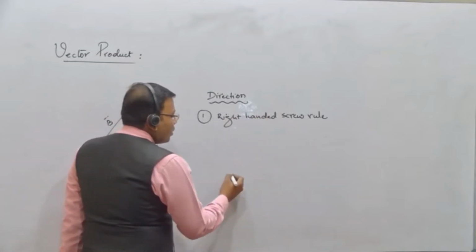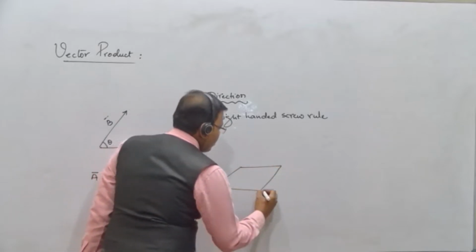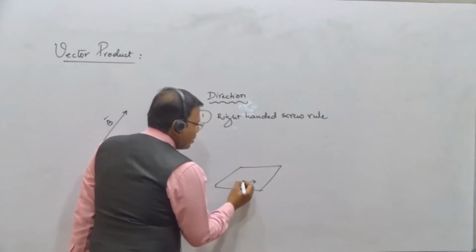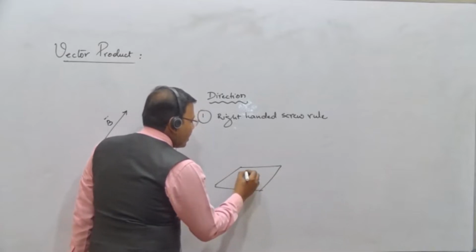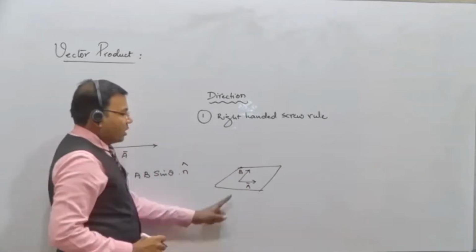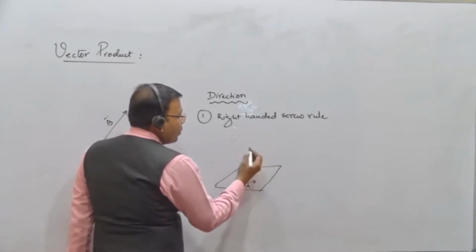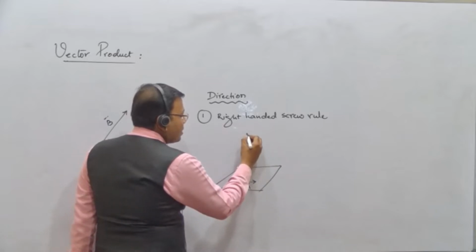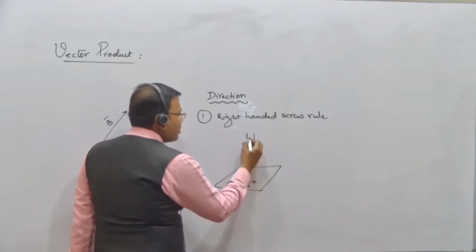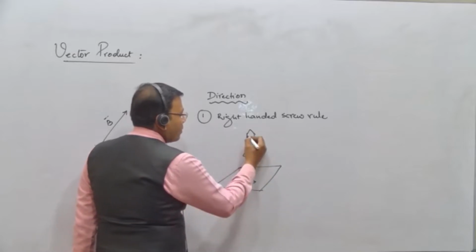First of all, you have to consider the two vectors in a plane. Try to understand. This is one vector, vector A, and this is another vector, vector B. So these are the two vectors in a plane. So what I can say here is I have to take one screw. Just imagine this is the screw.